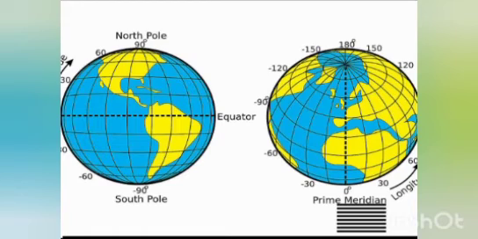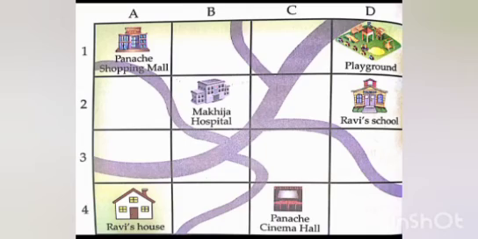Understand? Now we are talking about the grid. Longitudes and latitudes crisscross each other to form a network of lines known as a grid. The point in the grid where latitudes and longitudes intersect each other is called a coordinate. Coordinates help us to locate any place or point on earth.